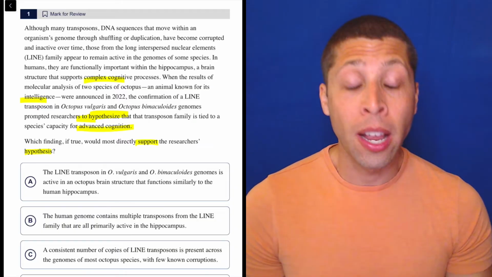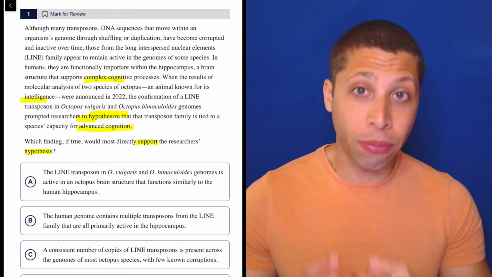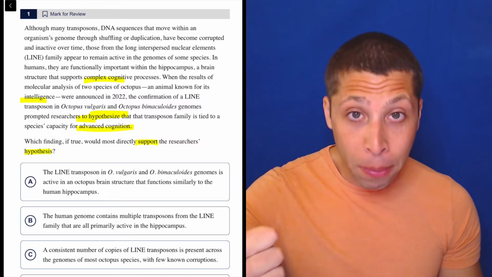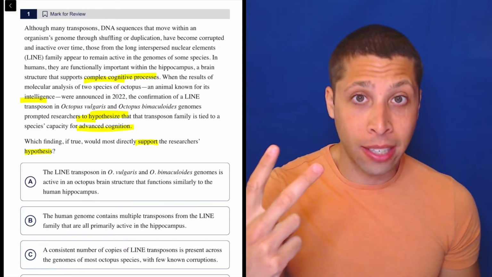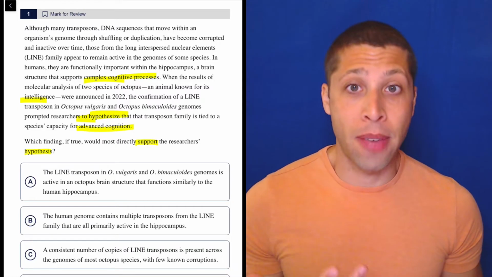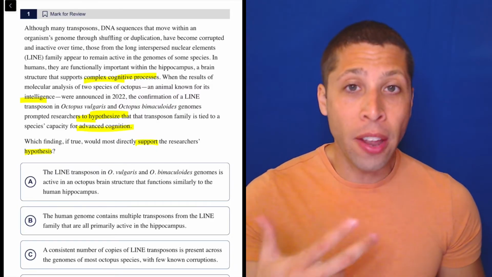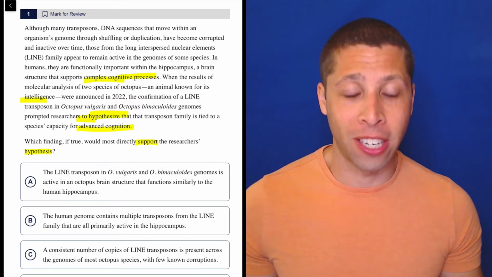If something is important, they're going to say it again and again. Now, they'll likely do what they did here and use different phrases and different synonyms to make the same point. Complex cognitive processes, intelligence, advanced cognition. To me, those are the same thing. So we do need a decent enough vocabulary that we're able to make those connections, but there is no difference between those three ideas. They are all versions of the same thing, intelligence in an animal.